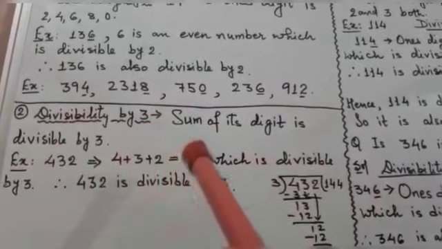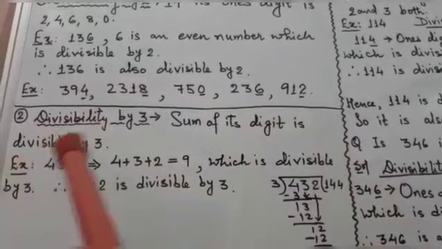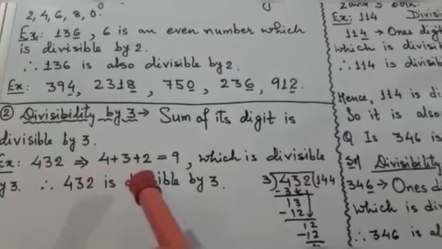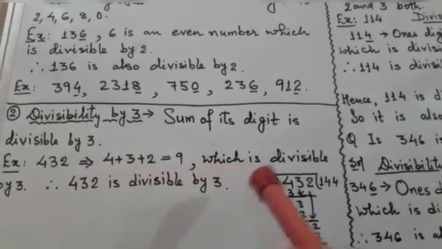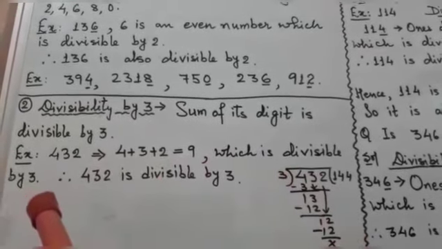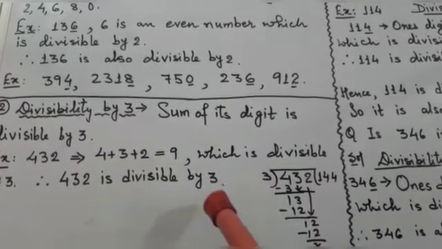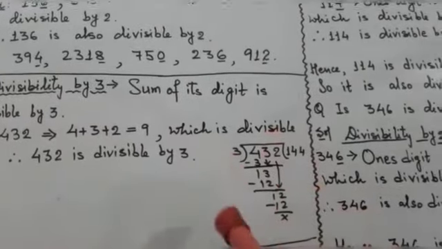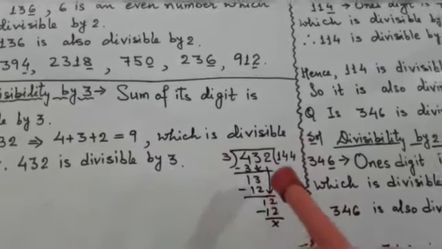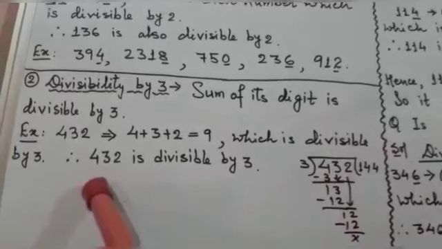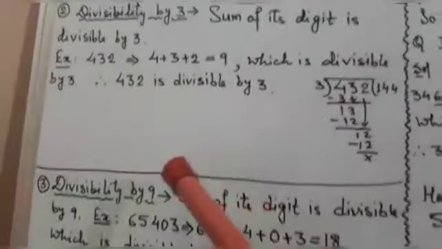Divisibility by 3: the sum of its digits is divisible by 3. Example: 432. 4 plus 3 plus 2 is 9, which is divisible by 3, since 3 threes are 9. Therefore 432 is divisible by 3, and I have done the division also. There is no remainder. The quotient is 144. So we can say that 432 is divisible by 3.